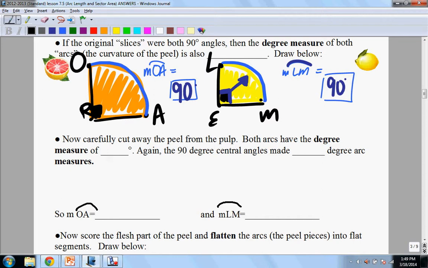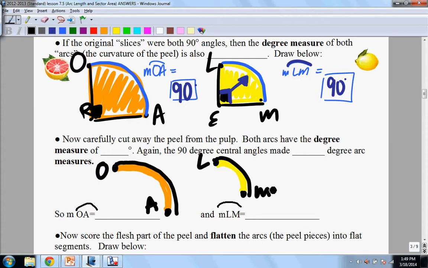The rest of you, I'd like you to start drawing those eyebrows, please. Start drawing those peels. Okay, you have a longer curved peel, right? And you have a shorter curved peel. Okay, like this. Now this is the OA arc, and this is the LM arc. So it says right here, although we've cut the peel away, even though we've taken the peels away, the arcs were originally 90. They're still 90 degree arcs here. So these two little eyebrows are still 90 degrees in measure.